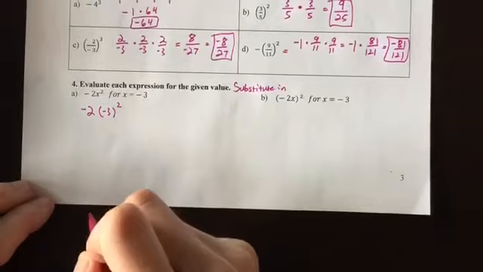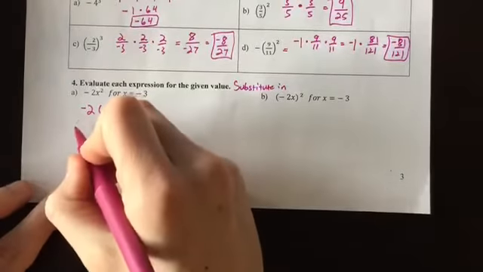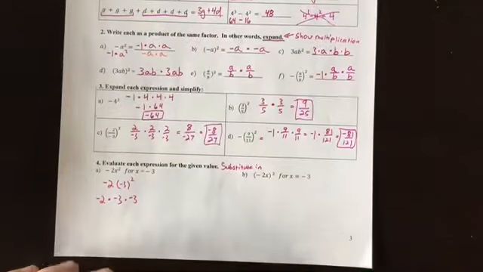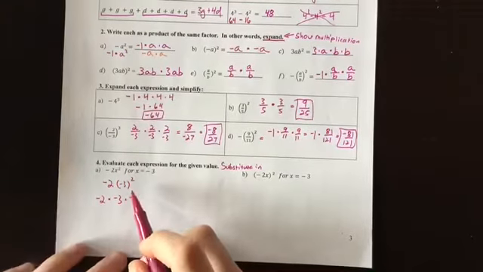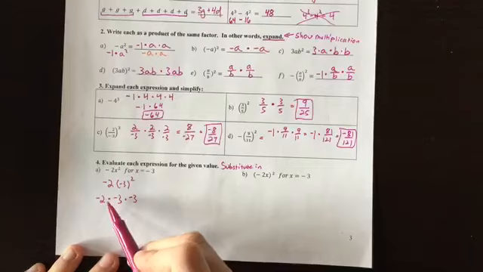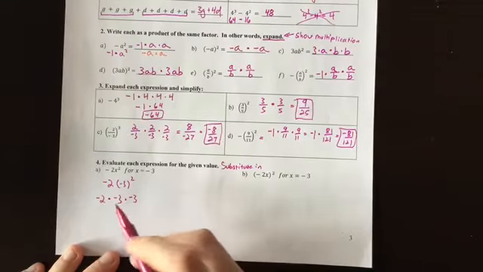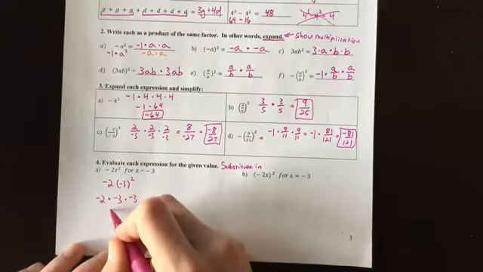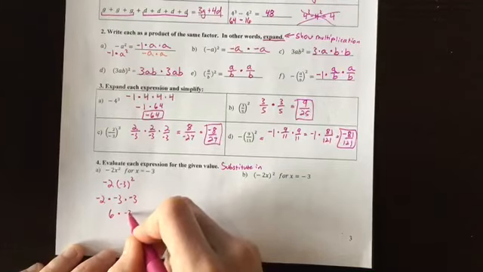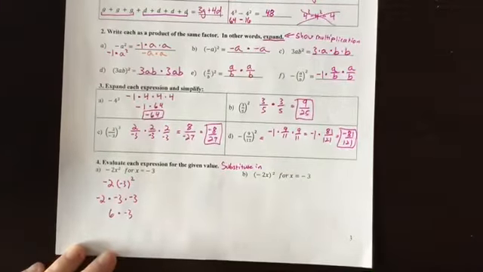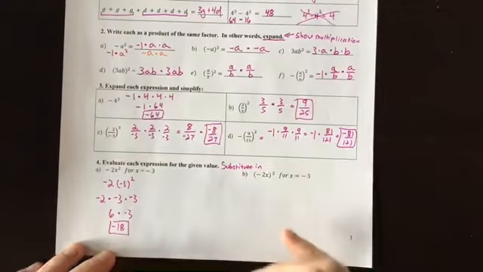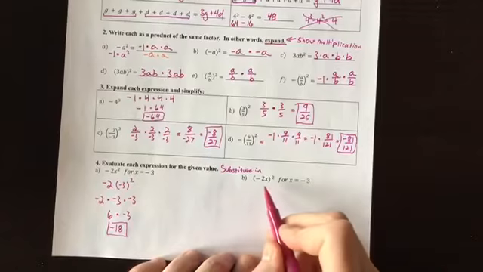And let's expand that out to see what's happening. On number 4a, we've substituted in -3 for x, and we've expanded it. -2 times -3 times -3. -2 times -3 is +6. +6 times -3 is -18.